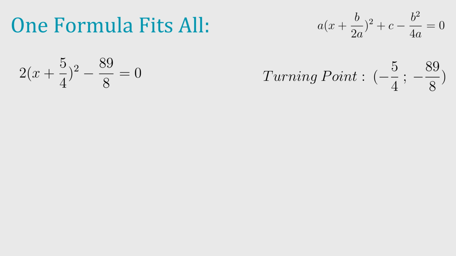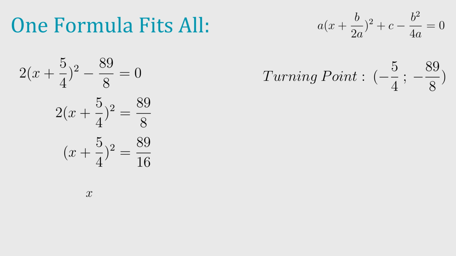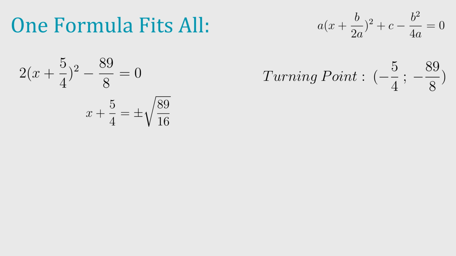Now to solve for the x-intercepts or roots, add 89 over 8 to both sides to take the negative 89 over 8 to the right hand side. Divide both sides by 2 to get rid of the bracket's coefficient. 89 over 8 divided by 2 is 89 over 16. Take the square root of both sides and don't forget your plus minus sign, because as previously said, a negative times a negative gives you a positive number.